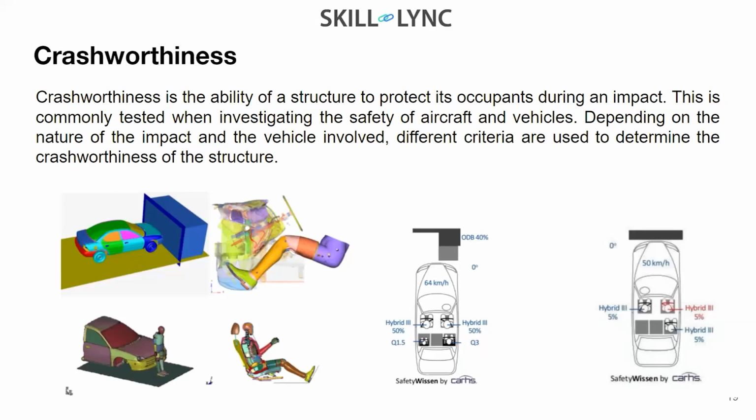Depending on the nature of the impact and the vehicles involved, different criteria are used to determine the crashworthiness of a structure. Suppose for an automobile, the safety criteria may be different. For an aircraft, it's different. And for any transport vehicle like a bigger 12-wheeler or 20-wheeler truck, it would again be different. So the criteria differ with respect to vehicles, and again with respect to crashes.